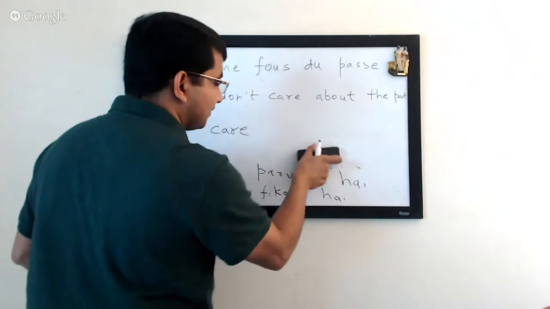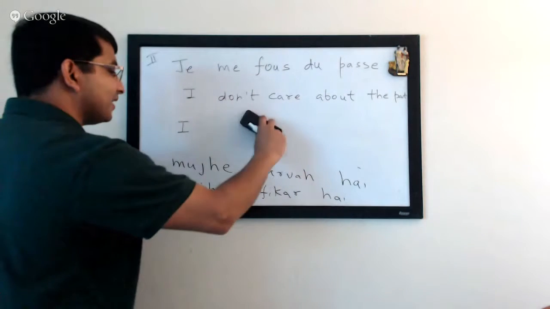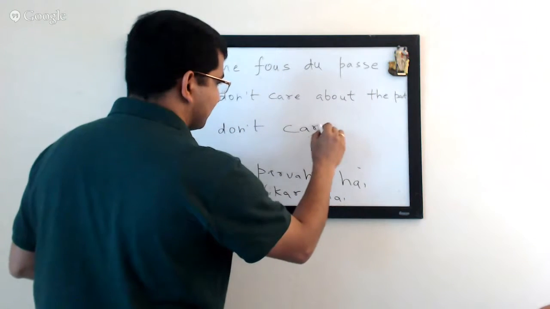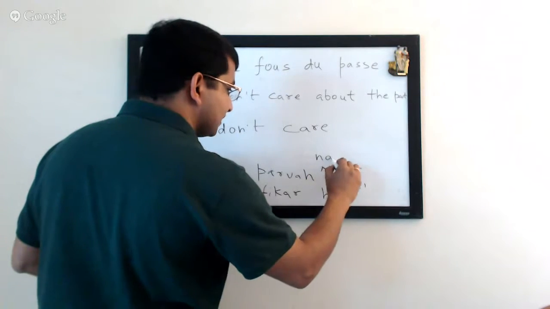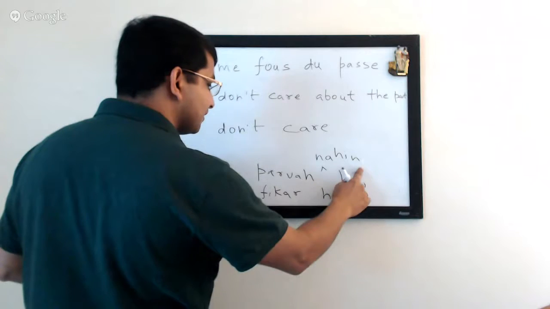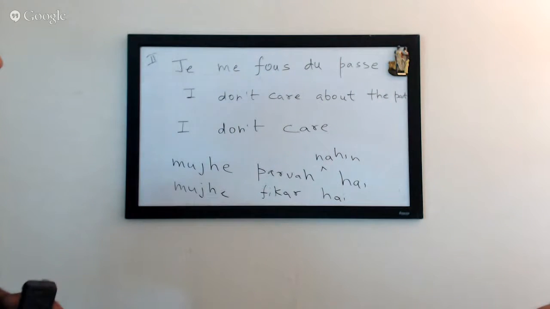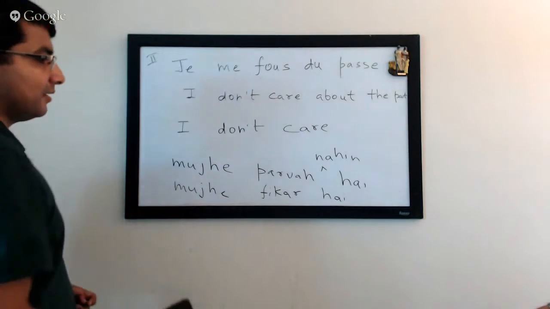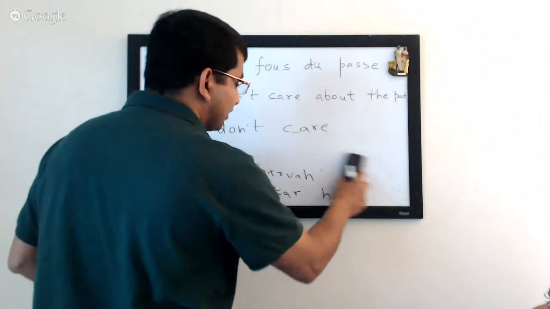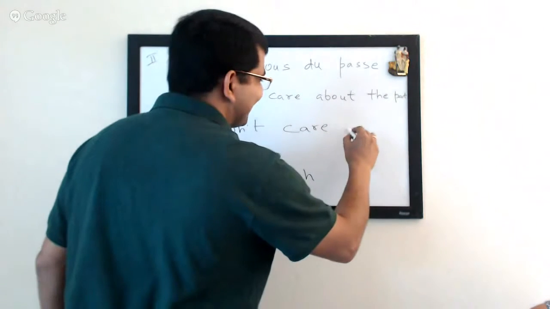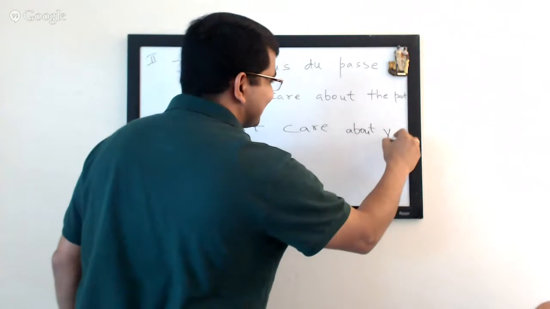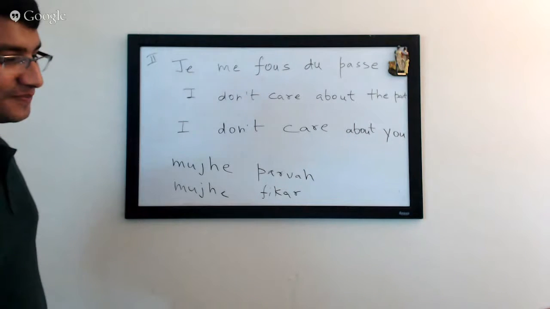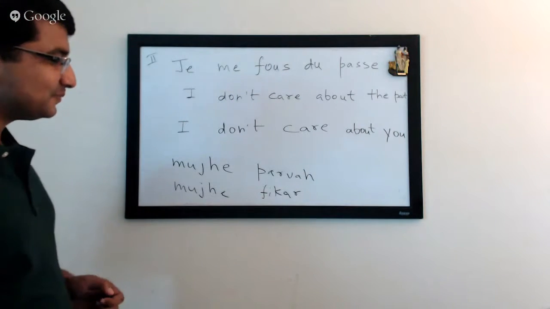Now, what if you want to say I don't care? So मुझे परवाह नहीं है. मुझे परवाह नहीं है और मुझे फिक्र नहीं है. Now, how will you say I don't care about you? If you're really angry at someone, I should have said I care about you. That's at least positive. But let's say if you were to say I don't care about you, try it.